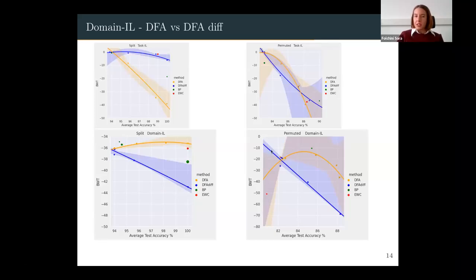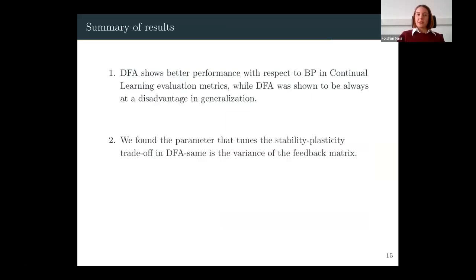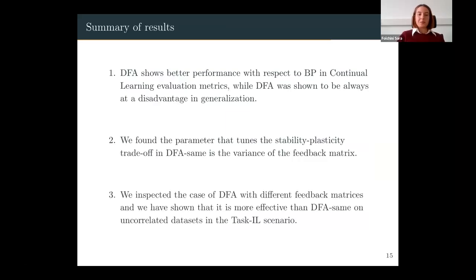The random feature model is no longer available in domain incremental learning, because it is based on the output layer being specific, and in this case the output layer must be shared. So the summary of my results is that FA shows, in the context of continual learning, better performance than backpropagation. We found that the variance of the feedback matrix is the parameter that can fine-tune FA along the stability-plasticity trade-off. And we show that changing the feedback matrix for different tasks can actually be beneficial, for example in the task incremental learning scenario for the split dataset.